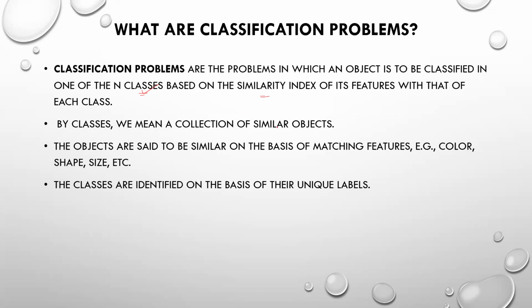A class is nothing but a collection of similar objects. Then how do we say that objects are similar? Just on the basis of matching features. And what are those features? It varies from one thing to another. So we can say these features are like color, shape, or size, etc. And these classes are identified on the basis of their unique labels.